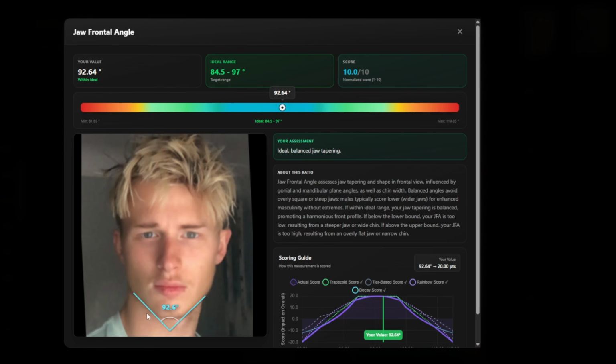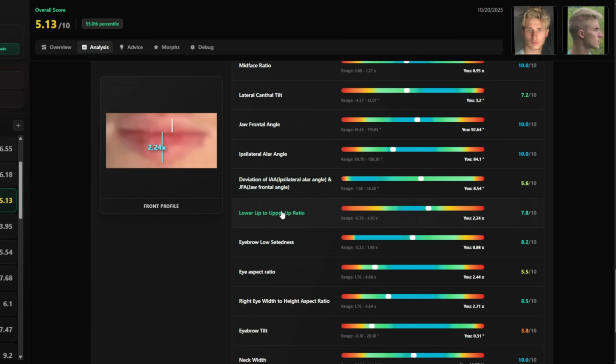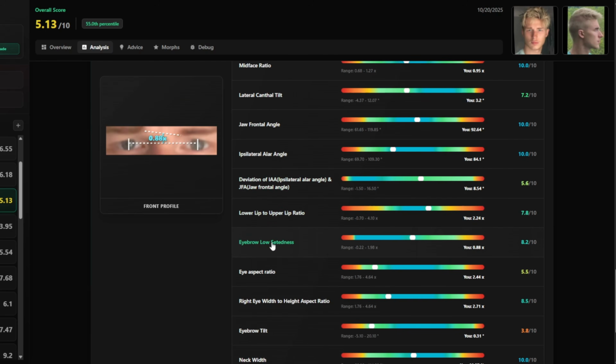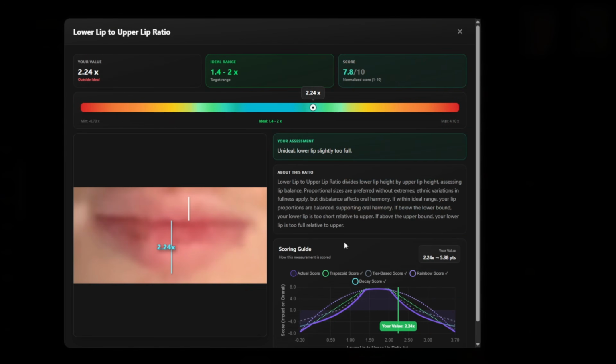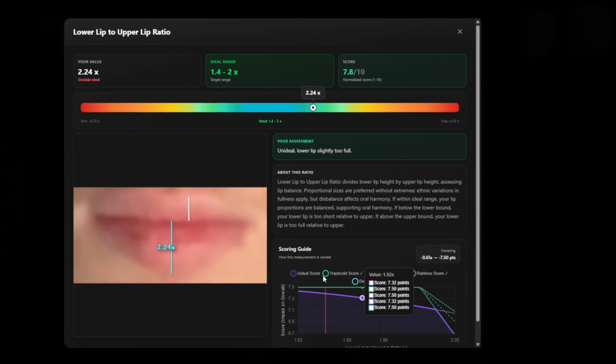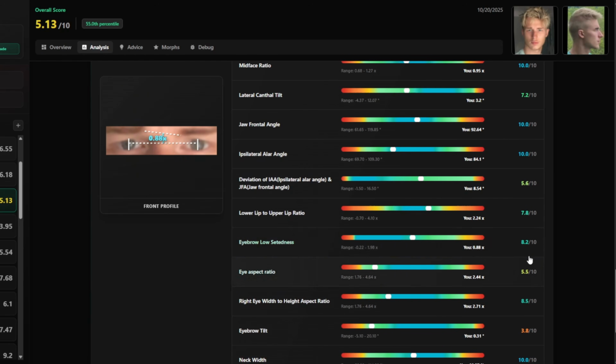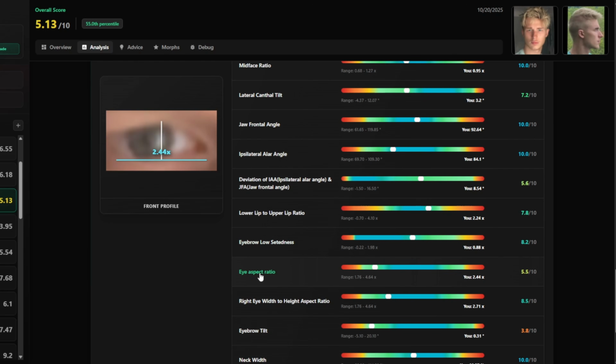Jaw frontal angle looks pretty ideal. He has a good tapering, good shape to his jawline. And lower lip to upper lip. His upper lip could be a little bit fuller, at least related to his lower lip. So not a big flaw though, 7.8 score. And by the way, these scores, again, they don't represent the actual point values in our system. So you can see here that we assigned a certain point value there, but this is the standardized score. So it's standardized to be out of 10.